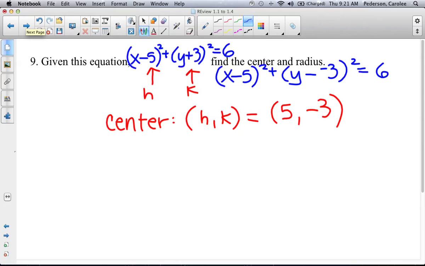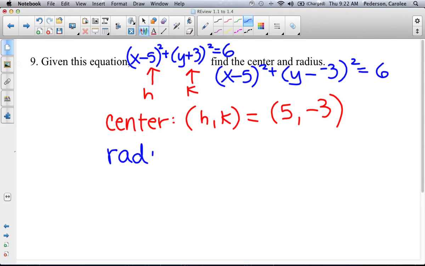Because the standard form equation for a circle is x minus h all squared plus y minus k all squared equals r squared. What is the 5 and 3? That's your h and your k for the center of your circle. Then how do you find the radius? Square root of it, because remember that right side is going to be r squared. So how do you undo that? We have to square root it. So the radius of this one is square root of 6.